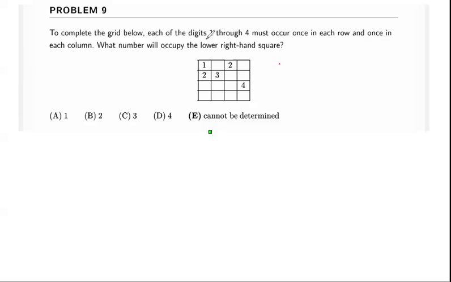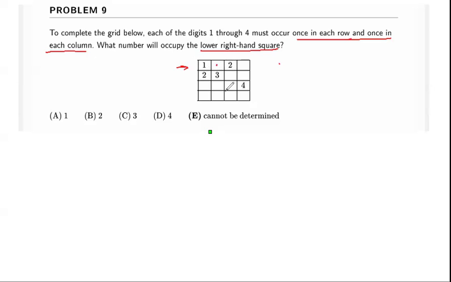It says the digits 1 through 4 must occur once in each row and once in each column. Based on this, what will be the number in the lower right-hand square? Which is this one, right? If you look at the numbers that you have a lot of, you start with those areas so we can actually find the missing ones. So in the first row, we have 1, we have 2.